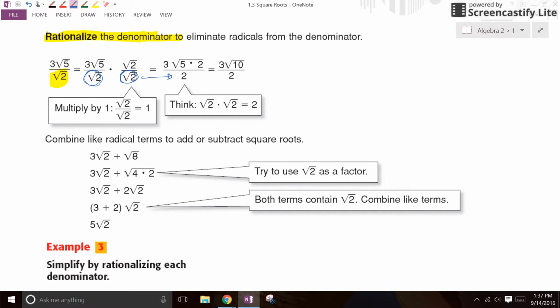All right, let us see what we can do then in the next one. Also there, by the way, you can see that when the next part they said you can combine like radical terms with adding or subtracting. Make sure that they're the same radical.